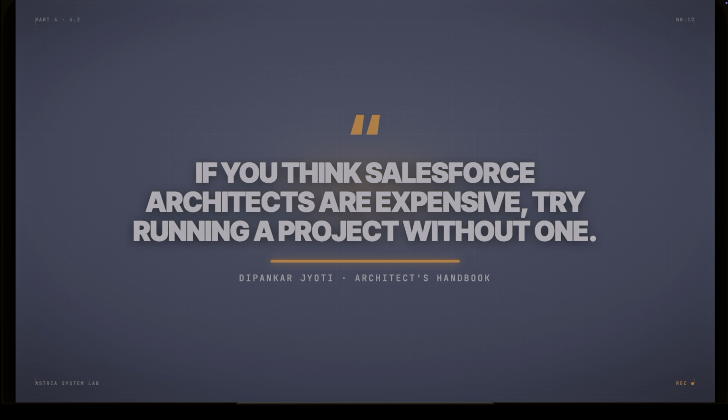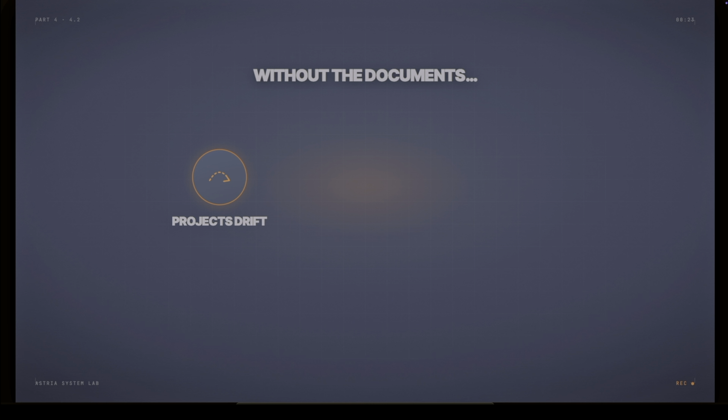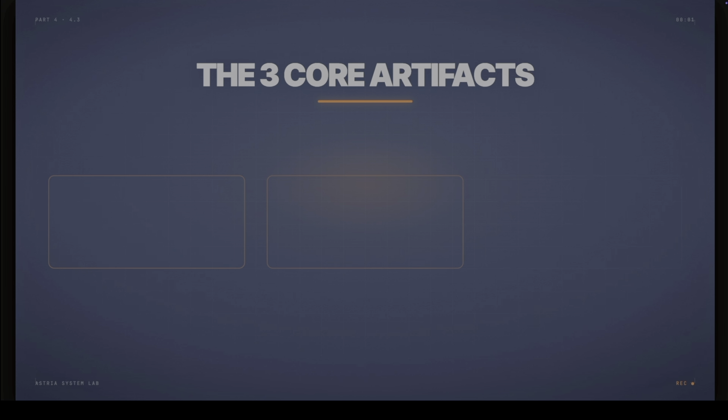Architects produce the documents that keep everyone aligned, that get signed off by stakeholders, that get handed to engineering teams. Without those documents, projects drift, costs explode, and solutions break. According to Dipankar's book, every serious Salesforce solution needs three core artifacts.